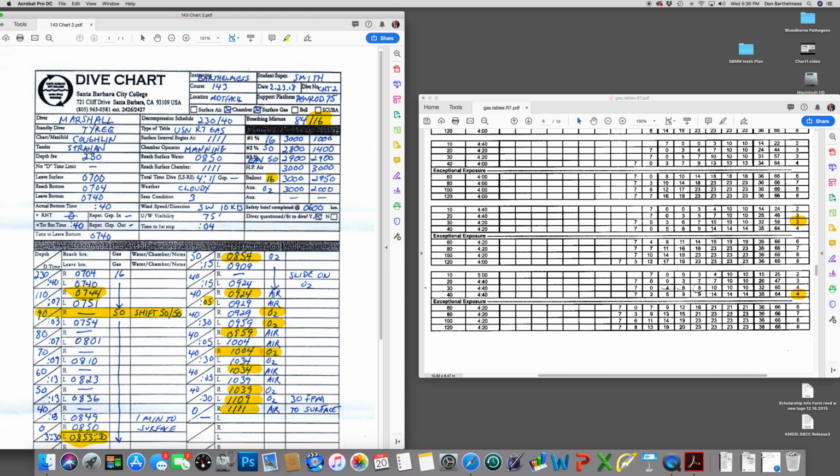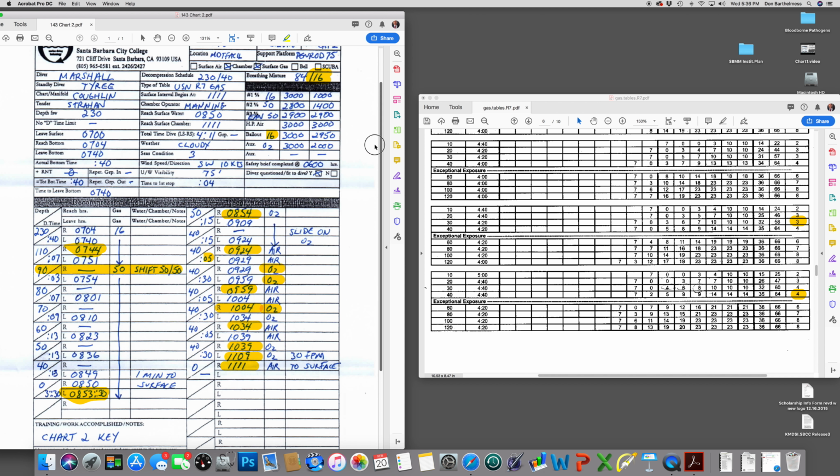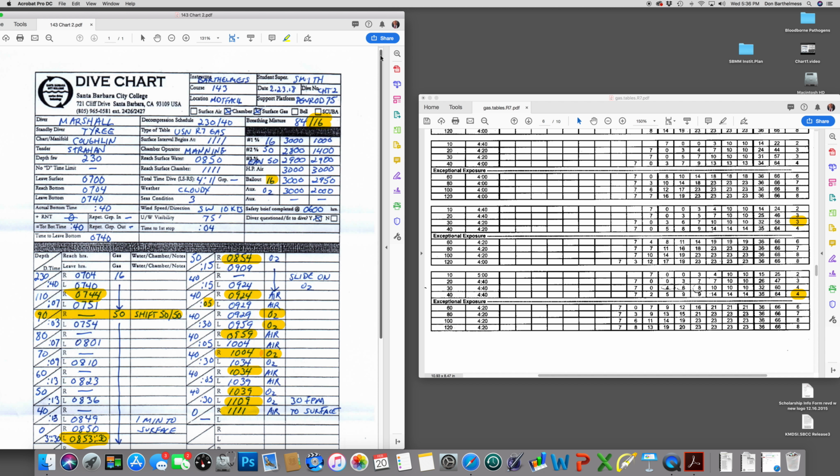Again, fill in all the times and all the particulars in the chart because that's what you're going to need to be doing in the field and also in lab. So pay attention to your charting principles, and we'll move on to chart number 3.